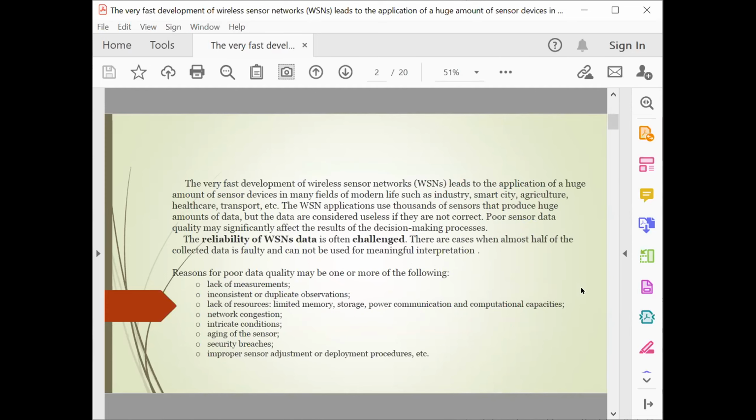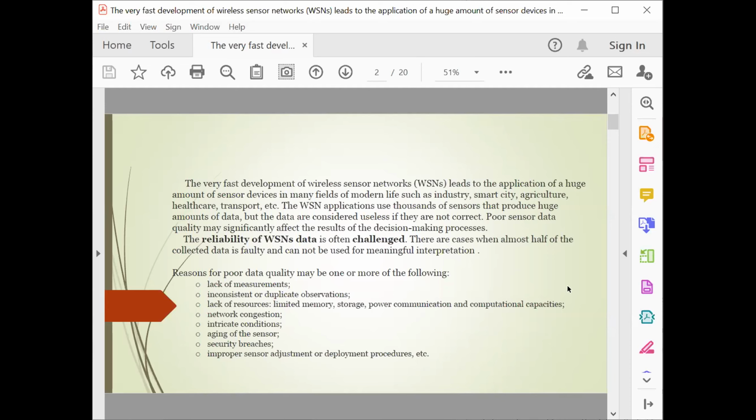First, let's say that the very fast development of this network raises a lot of challenges. They are used in different fields of our life, such as industry, smart cities, agriculture, healthcare, transport, etc. But the reliability of this sensor data is often a challenge.